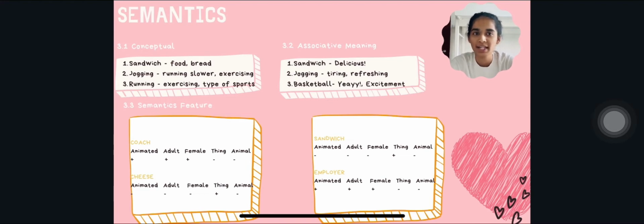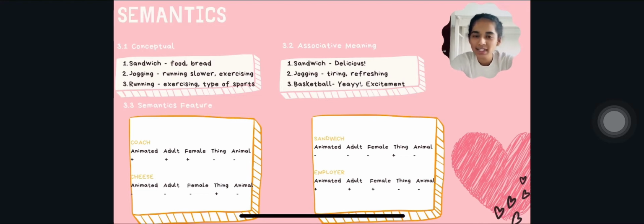The first one would be sandwich. We do know that sandwich is a bread and also a food, obviously. So that is like a common thing that we knew as a human being. The second example would be jogging. It's also known as slower running and also exercising. Running is the same as jogging, which is exercising and also a type of sport. So this is basically a common thing that we knew in our daily life.